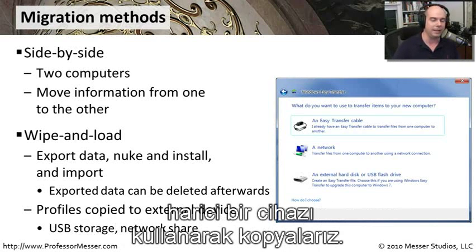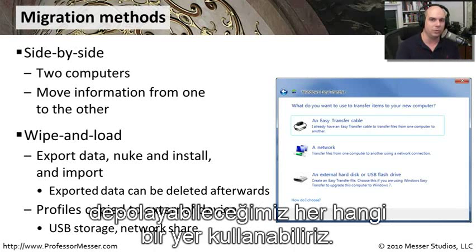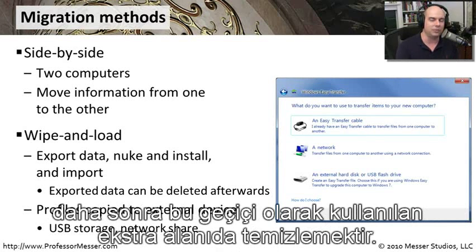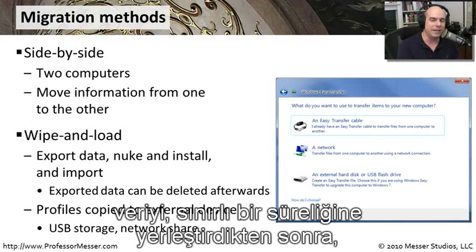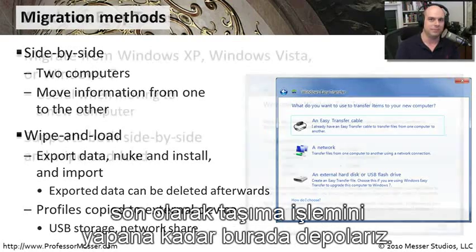Usually we're using an external device to do this. We're using a USB key, we're using a hard drive, we're using a network share, some place where we can temporarily store this information. And that's the idea. Once we're finished with this data, we've done the migration and everything's moved over, we can then clear it out of that extra temporary space that we were using as well. So it's an in-between point. This wipe and load is one where we're putting data out there for a limited amount of time until we can finally migrate it into the new operating system.